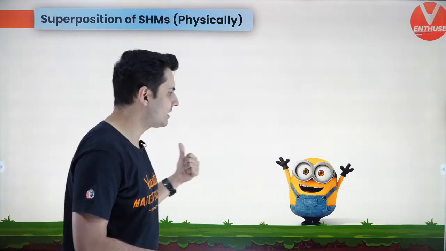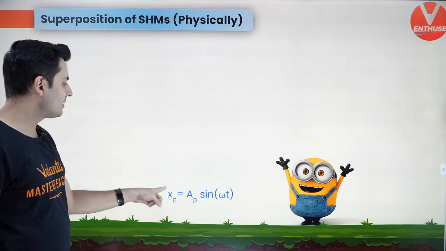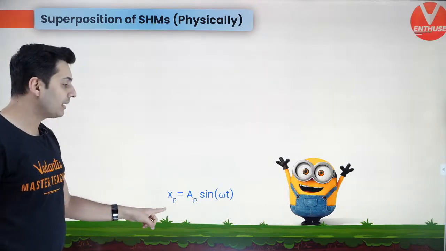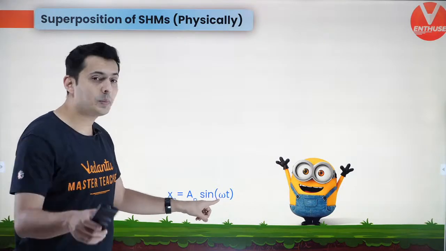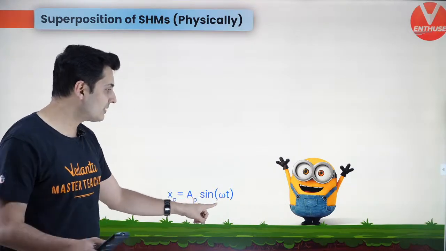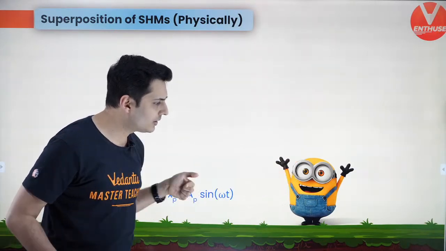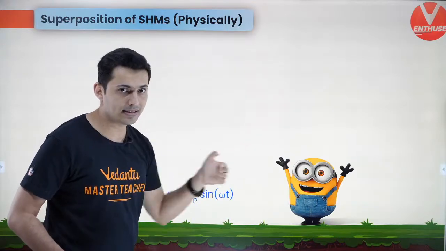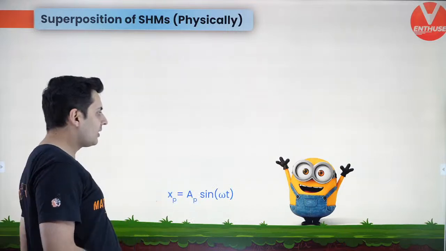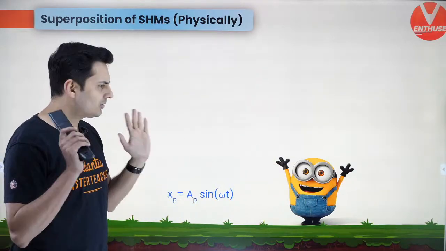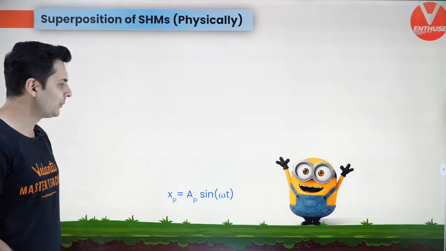Pandu is performing SHM. He's going to go back and forth, and this is the equation of Pandu. XP is the position of Pandu, AP is the amplitude of Pandu, omega is the angular frequency. So omega will decide how quickly he's going back and forth. It will decide the frequency and the time period, and amplitude will decide how far he goes on the left and right side. So this is the equation of Pandu.